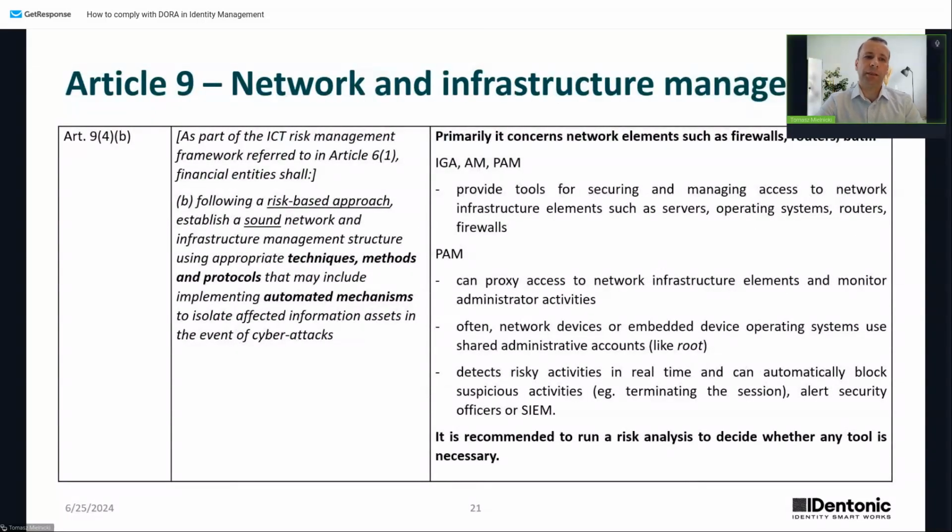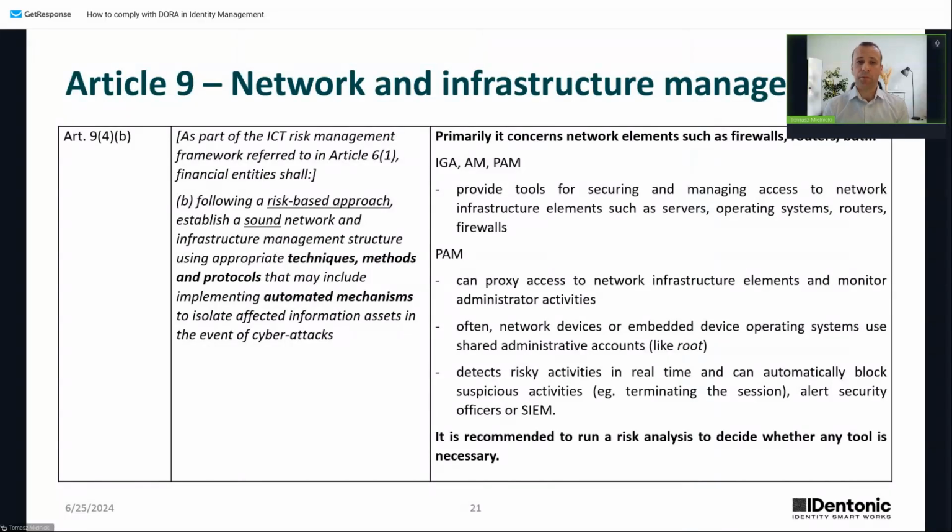Let's go next. Another part of Article 9 refers to establishing a sound network and infrastructure management. So here you need to manage your network, but also the infrastructure as a whole, using techniques, methods, and protocols, and it may include automated mechanisms. So here we are stepping further. It's about really technical solutions that maybe should be used, or may include, but it's getting more obvious that we may need this kind of tooling. So this chapter primarily concerns network elements, right? We can interpret it this way.